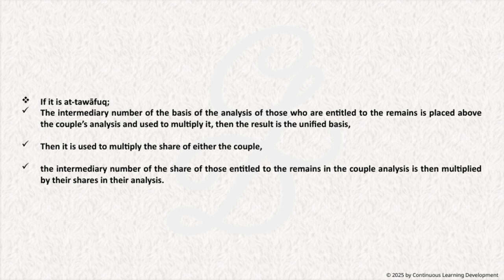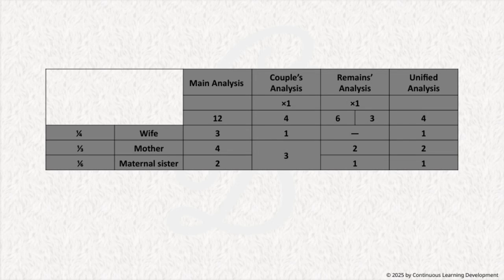Finally, the intermediary number of the shares of those entitled to the remains, meaning the shares assigned to each individual, is multiplied by their respective shares from the original analysis. This process helps us arrive at a fair and consistent distribution that respects the overall analysis and the specific entitlements. Overall, this method ensures that our calculations are coherent, proportional, and in harmony with the foundational analysis, which is crucial for accurate estate distribution.